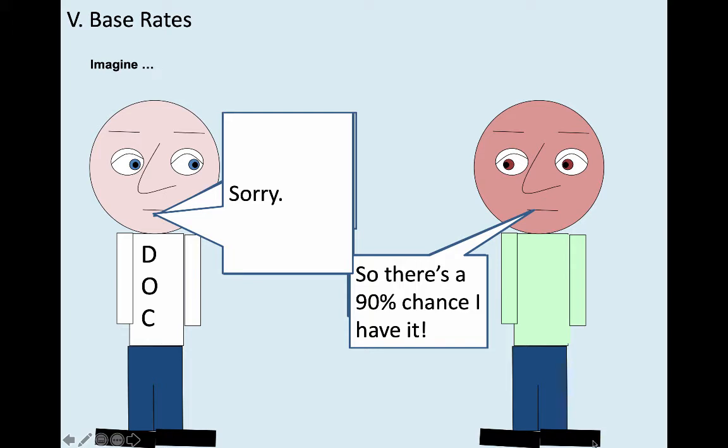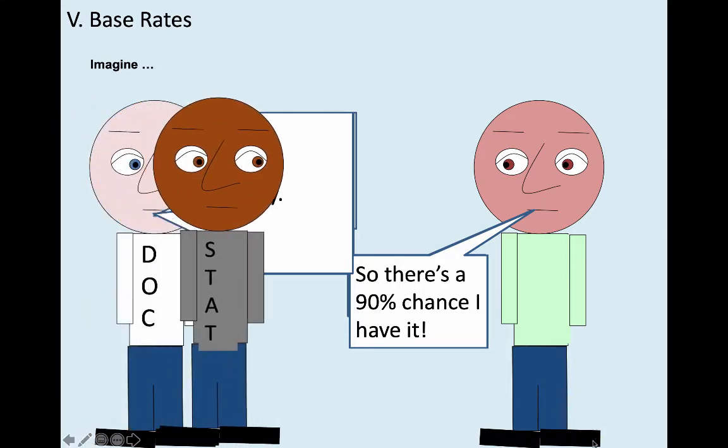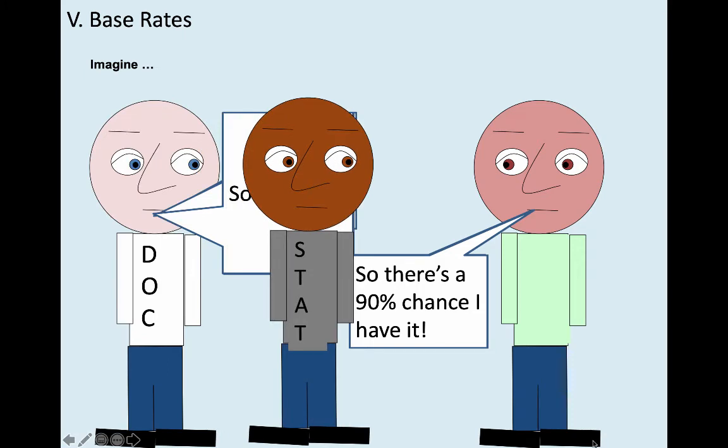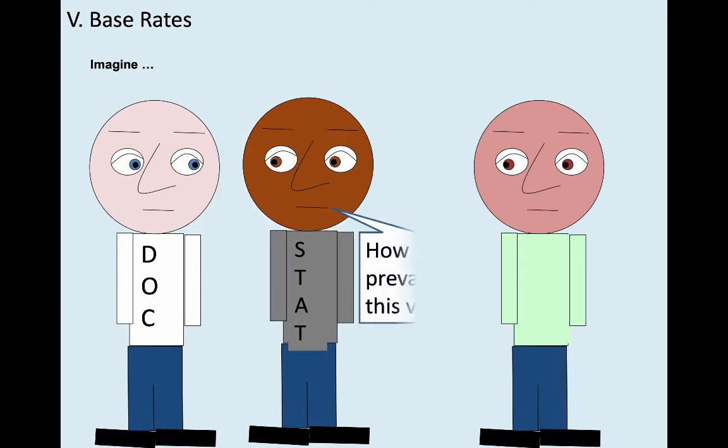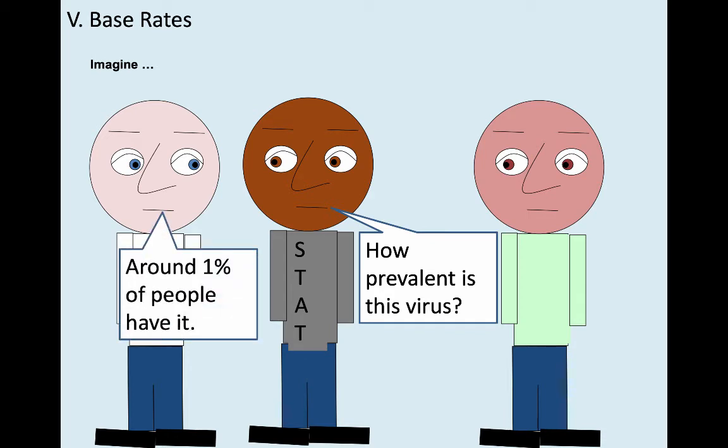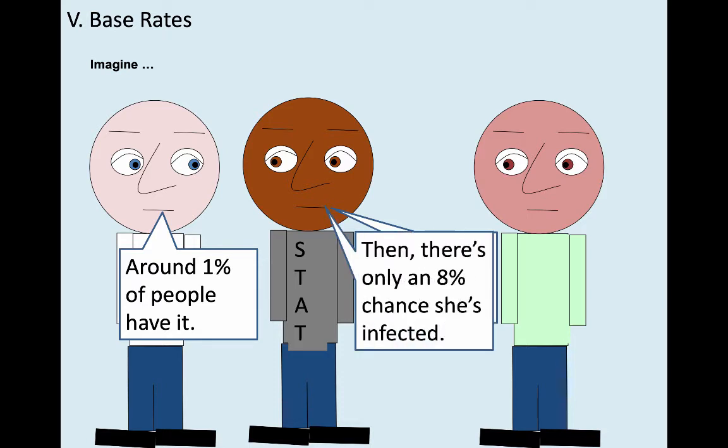Now, if you were lucky, here's what would happen. A statistician would come in and say, hold on, how prevalent is this virus anyway? And the doctor says, well, around 1% of people in the population have it. And the statistician says, well, given that you've been testing people randomly, not based on symptoms, if 1% of the people in the population have it, and the test is 90% accurate, then there's only an 8% chance that a given person who tests positive has it. So there's only an 8% chance you have it, she says to Green.